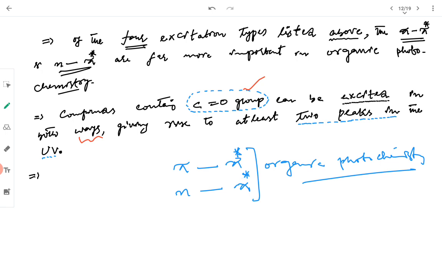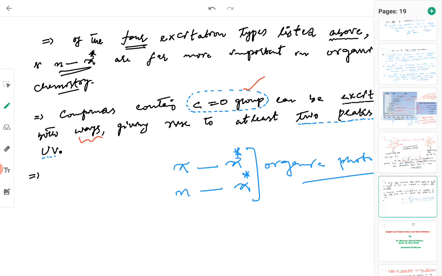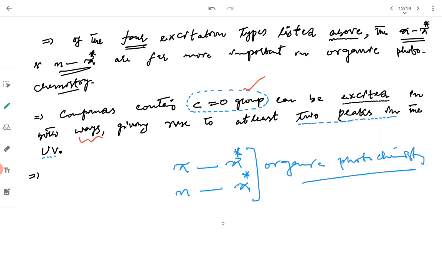They occur in the practical region of visible and ultraviolet radiations, the practical wavelength region of the electromagnetic spectrum. So those compounds which contain carbonyl can be excited in both ways, and they usually give rise to two peaks in the UV spectrum. So this is all about the types of electronic excitations in organic molecules.